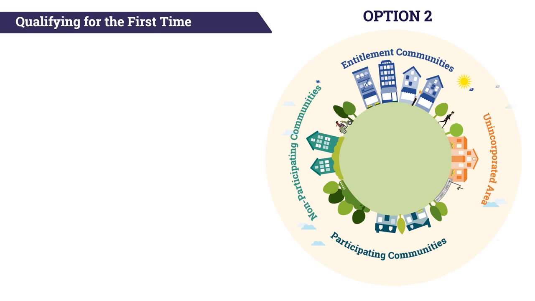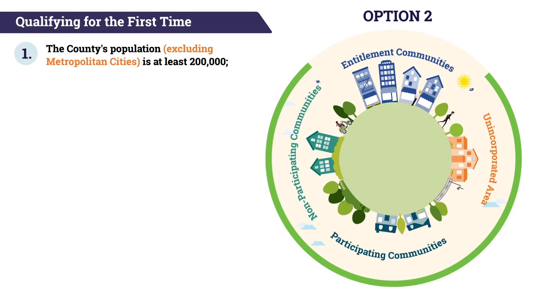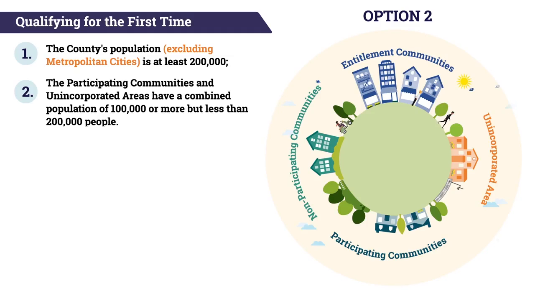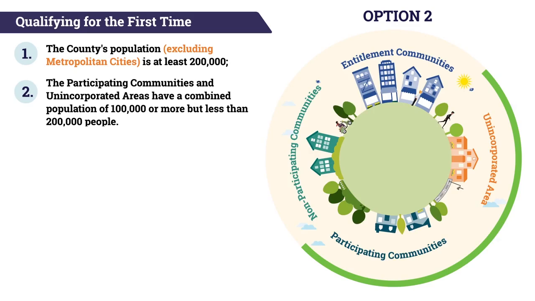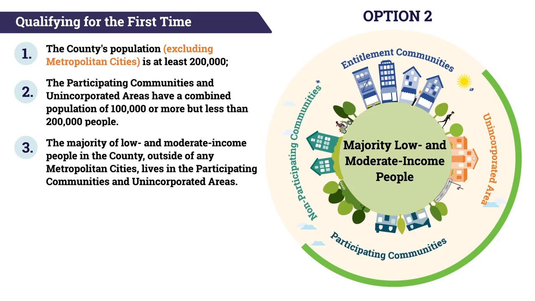Option 2. You must meet all three requirements. 1. The county's population, excluding metropolitan cities, is at least 200,000. 2. There are between 100,000 and 200,000 people living in the communities that opt to participate and the unincorporated areas. And 3. The majority of low and moderate income people in the county, outside of any metropolitan cities, live in the participating communities and unincorporated areas.